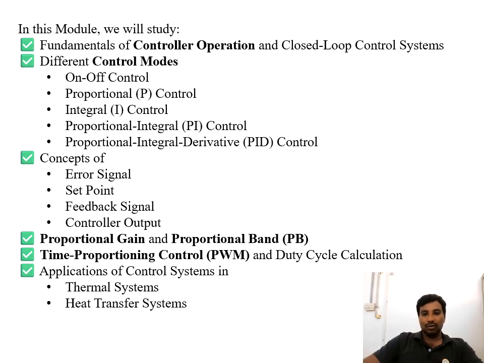Besides, we also note the differences between proportional gain and proportional band, and time proportional control and its duty cycle calculation. There are a few applications of the control system. Two applications have been listed and we are going to see them. One of the applications is the thermal system, and also heat transfer systems.